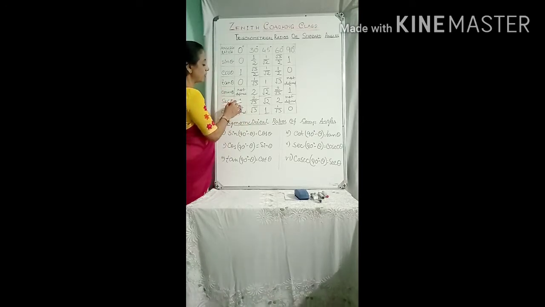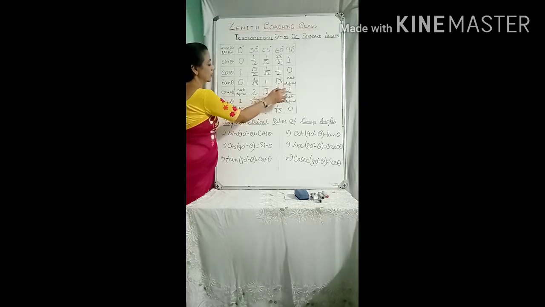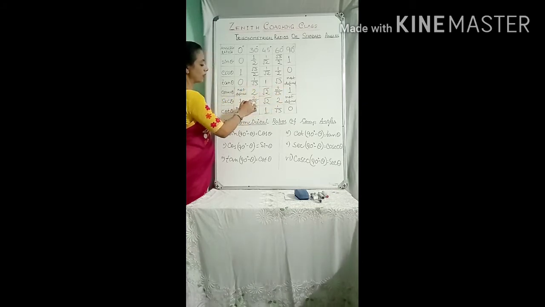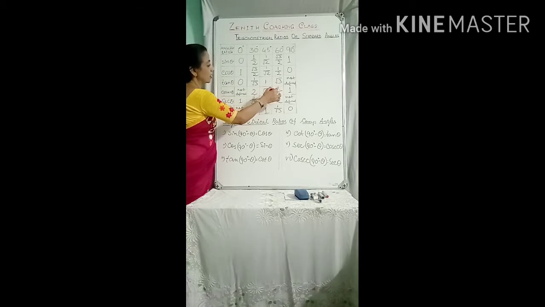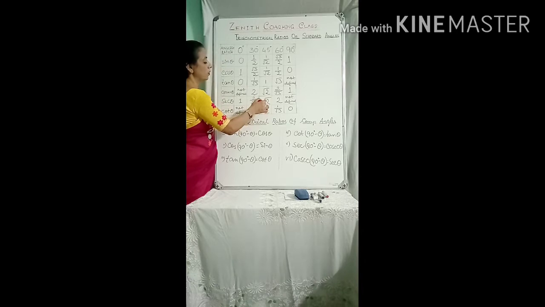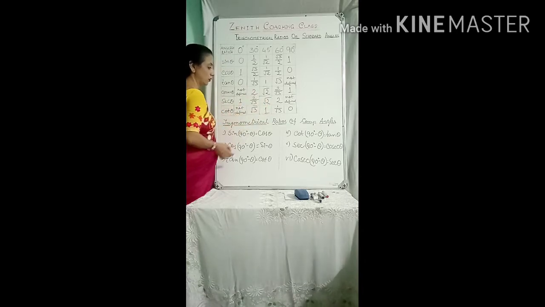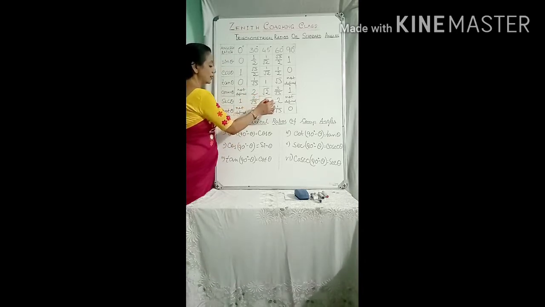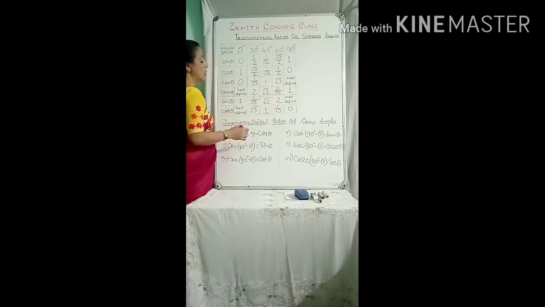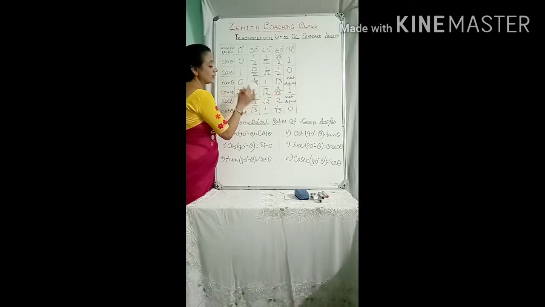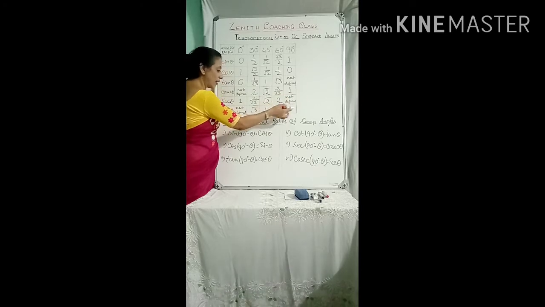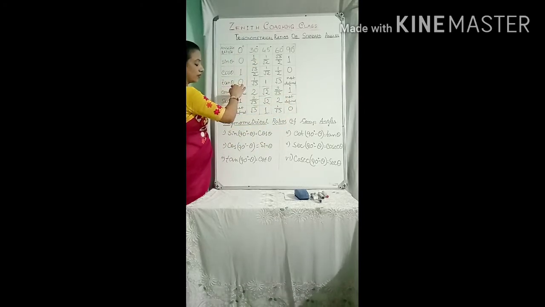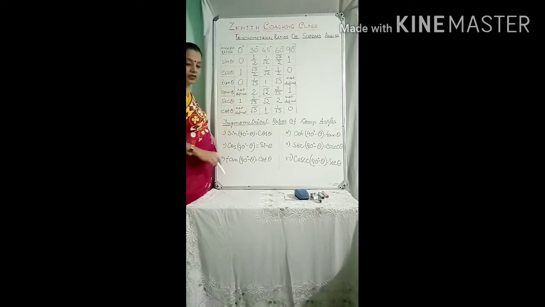Sec theta at 0 degree is 1, cosec theta at 90 degree is 1. Sec theta 30 degree is 2 by root 3, cosec theta 60 degree is 2 by root 3. Sec theta 45 degree is root 2, cosec theta 45 degree is root 2. Sec theta 60 degree equals 2 and cosec theta 30 degree equals 2. Sec theta 90 degree is not defined, and cosec theta 0 degree is not defined. So sin and cos are in reverse order, tan and cot are in reverse order, and sec and cosec are in reverse order.